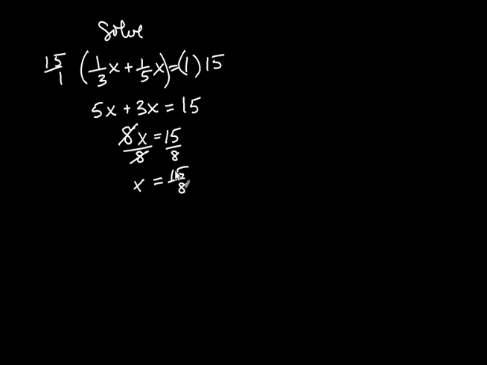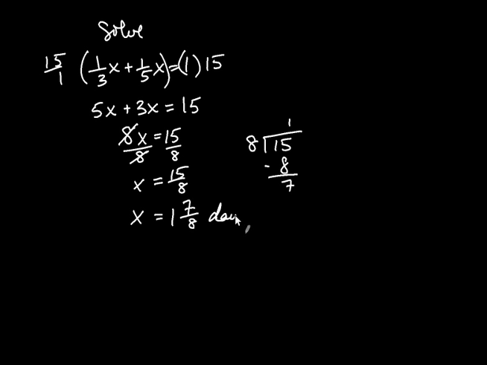Now, nobody says, oh, 15 over 8 days. Let's divide 8 into 15. It goes in once. And we end up getting, let's see, 1 times 8 is not 7 last time I checked. 1 times 8 is 8. Subtract, and you get 7. Okay, so x is equal to 1 7/8 days.